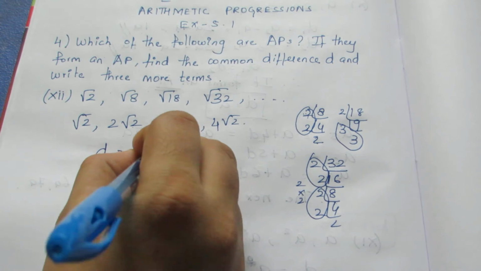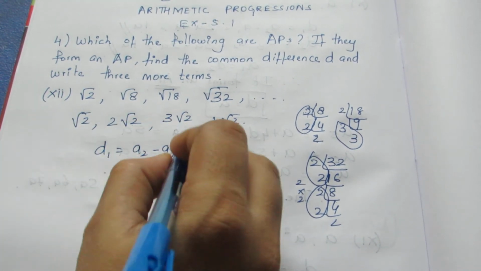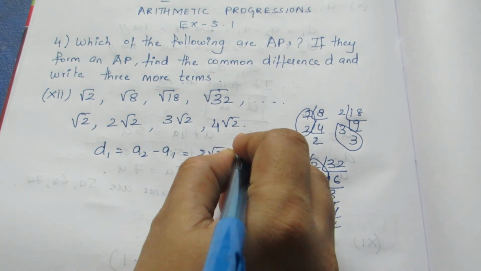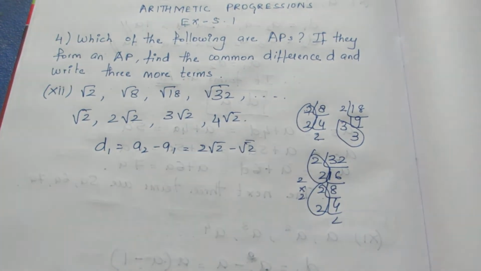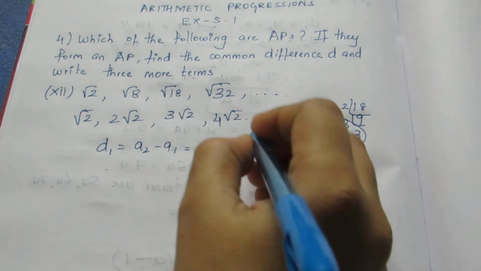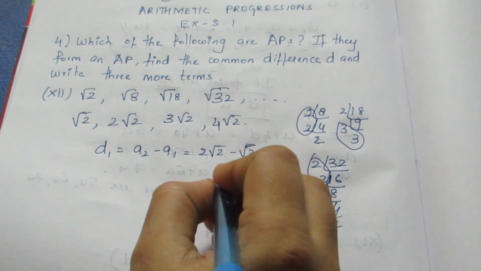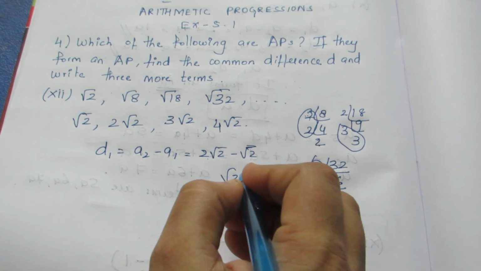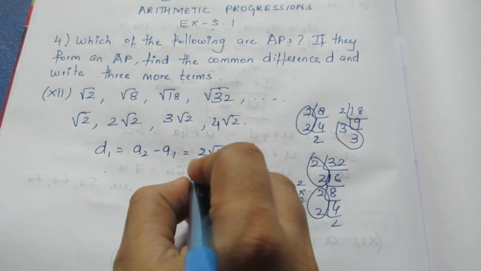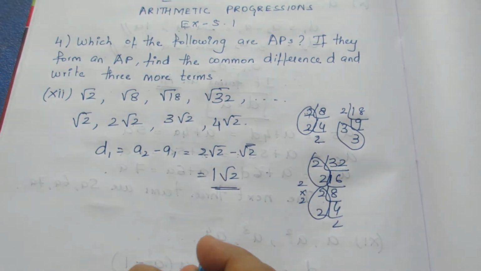D1 is nothing but A2 minus A1. You see here the solved one: root 2 minus root 2. As root 2, we need to treat it as a variable. For x, 2x minus x we will write x. The same way, if the root is the same, just write the root. It will be a like term, and solve the numbers. So 2 minus 1 will be 1 root 2. So D1 equals 1 root 2.